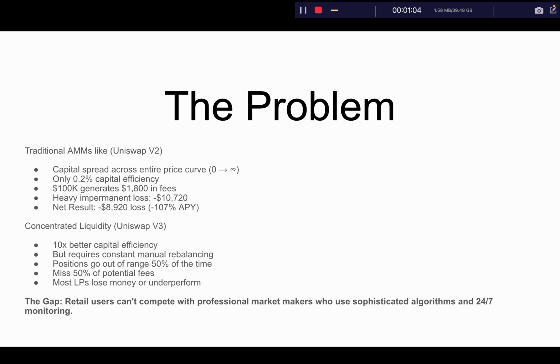If price goes out of the range that you've staked your liquidity in, you won't be earning any fees. So you need to constantly monitor the price, or you need to set an extremely wide range for your liquidity provision. Most users who use concentrated liquidity can miss potentially 50% of fees and underperform the market. So there is a gap where retail users can't compete with professional market makers because they have no way of automatically monitoring their liquidity positions.